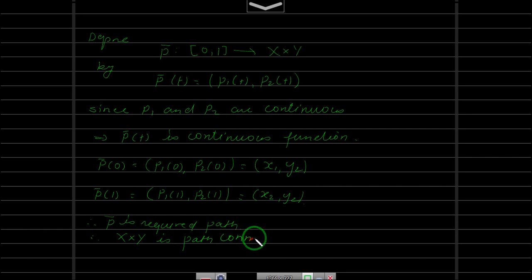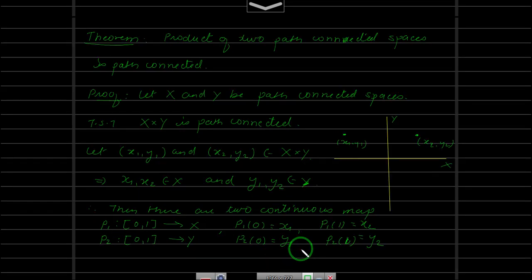What we have done is we have taken 2 points in x cross y, and we got a path which joins these ordered tuples, which is a continuous path. Hence, x cross y is a path connected space. So this will complete our proof of the product of two path connected spaces is path connected.